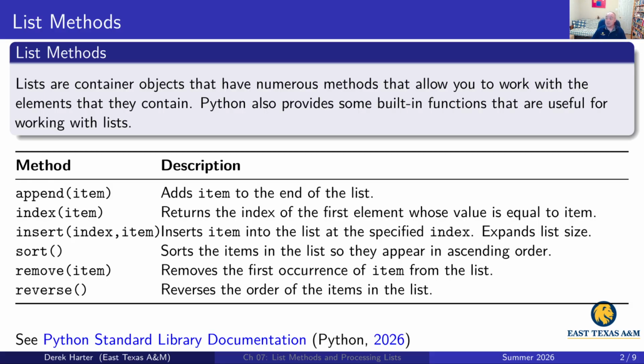They have numerous member methods that allow you to work with the elements that they contain, and also provide some built-in functions. So you either use built-in operators or built-in basic functions to do things with lists, like the length built-in function, or you can invoke different member methods. Since this is the first container that we've talked about, I encourage you to look at the Python standard library. I'll have links to this in the description for this video, or if you have these slides, you can click on this and go to the link.